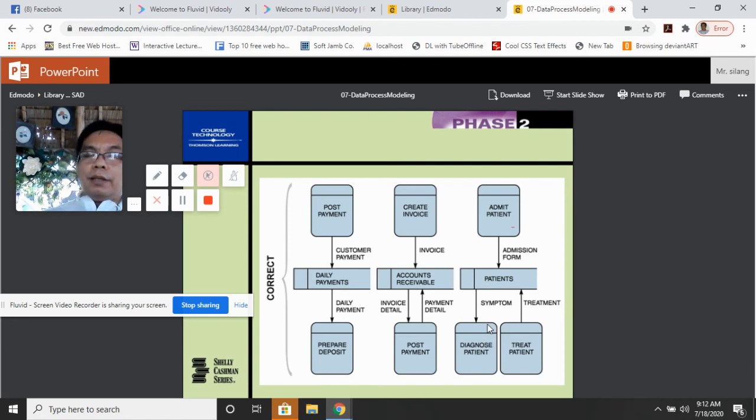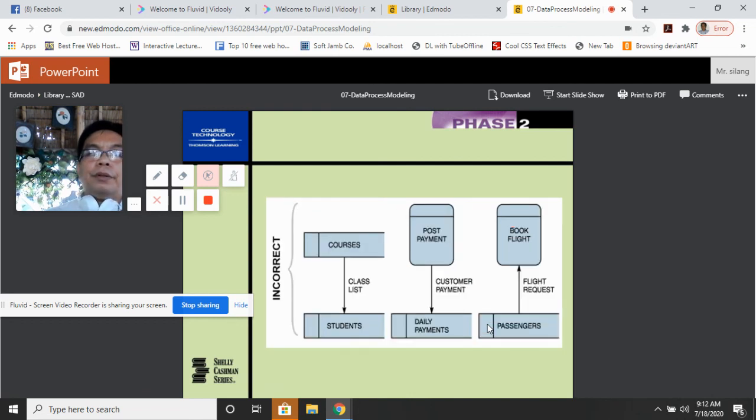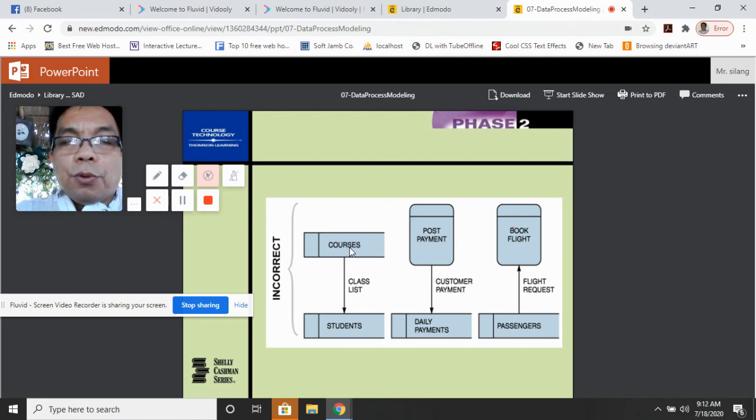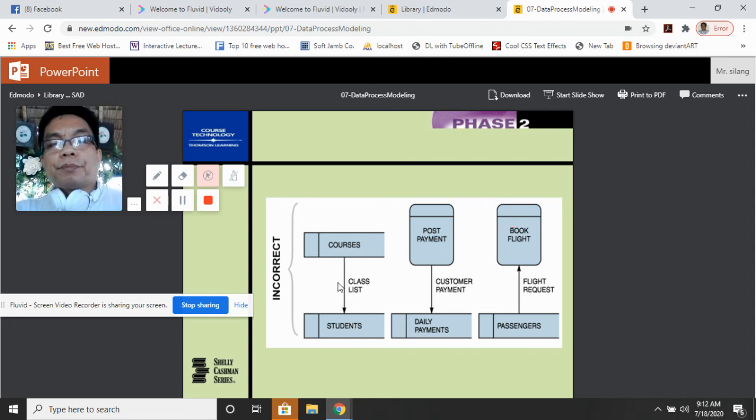Later on, we'll be reading the first example. So these are incorrect. We have here a data store, then a data flow going to another data store. It means that we cannot move data from one store to another store without a process. Moving the data itself is already a process. So there should be a process in between data stores.